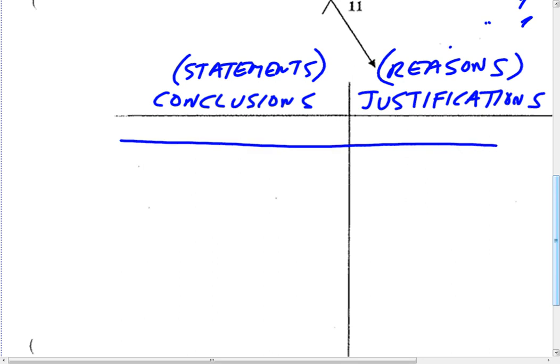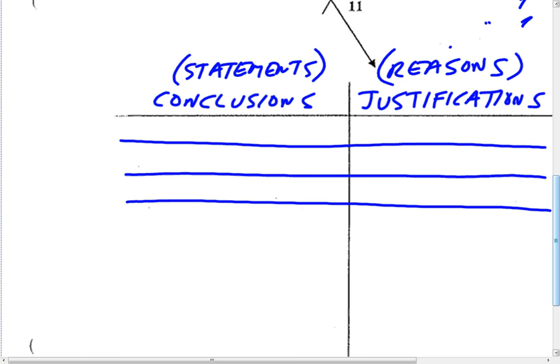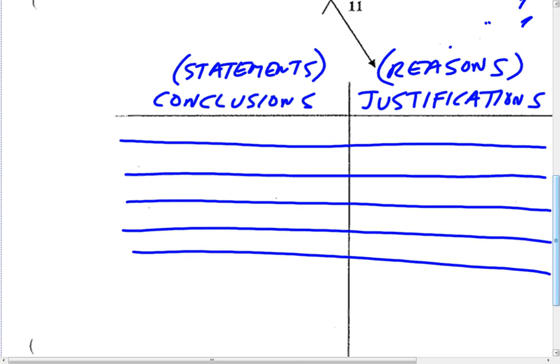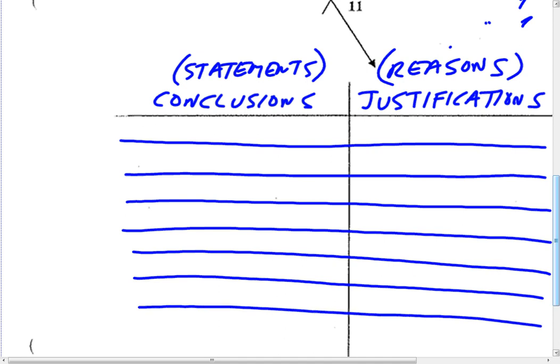Let's put some rows in here, some lines. On a test, I will give you many lines. It does not mean that you have to use them all. They're just there in case you need the space. Everybody's proof is going to be a little bit different.